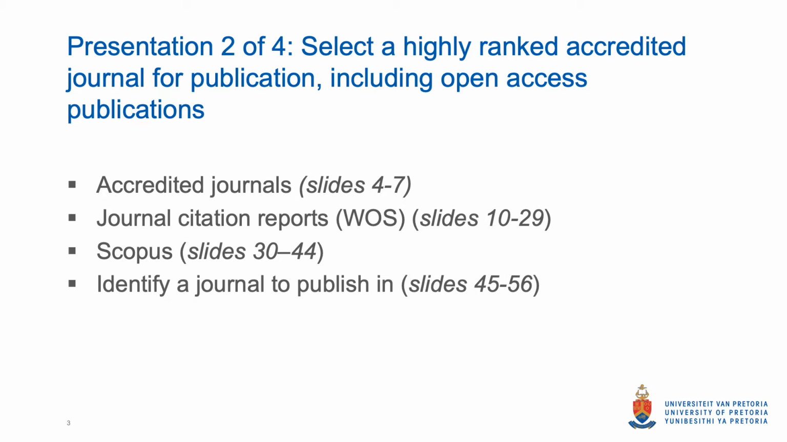This then is the second presentation of 4. It will cover accredited journals, the ranking of journals in both Web of Science and Scopus. It will also explain how to select the best journal to publish in, including how to identify open access journals.